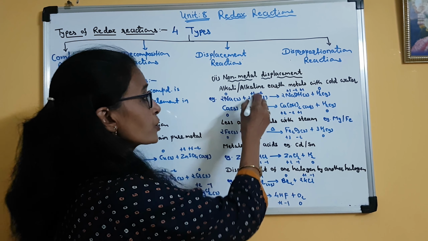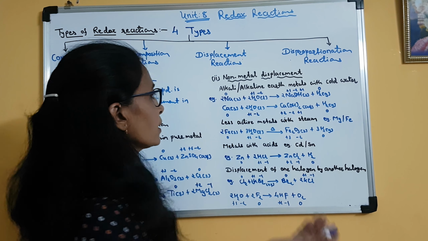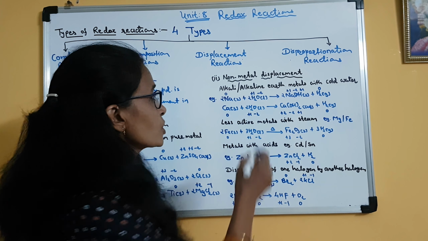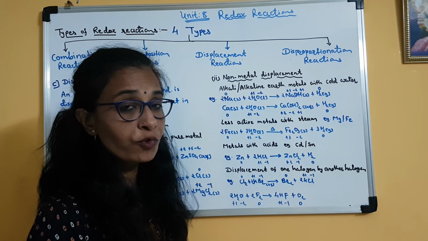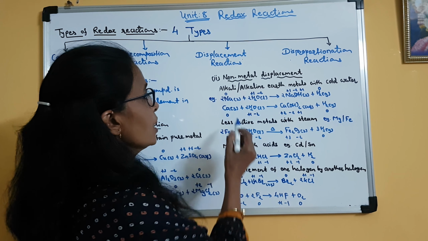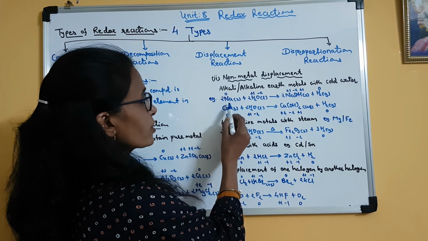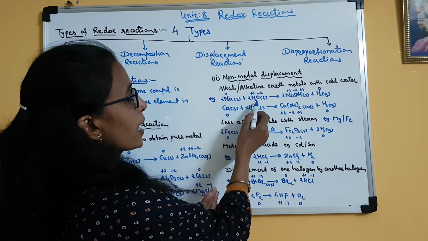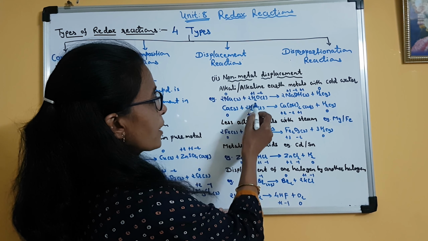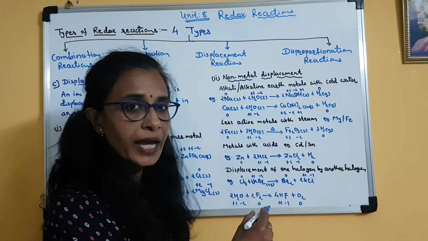Clear? Now hydrogen is a non-metal. Clear? So here metal is displacing non-metal. So this is non-metal displacement. Who is displaced? Non-metal is displaced from its compound. So here example, sodium, which is alkali metal, when it is reacted with cold water, so from water it will displace hydrogen in the form of hydrogen gas.